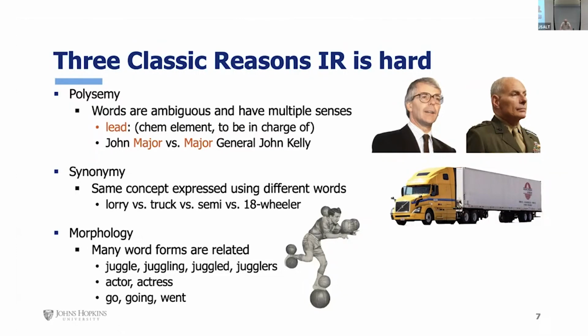And third is morphology. There are a lot of word forms that you have to deal with. For example, juggle, juggling, juggler, jugglers. If you put in a query with any one of those words, you'd like to get documents that talk about the other ones too. But morphology is not particularly easy. In English, it's pretty easy. So there's simple things you can do for English morphology. But in other languages, it can be very difficult to deal with the morphology.